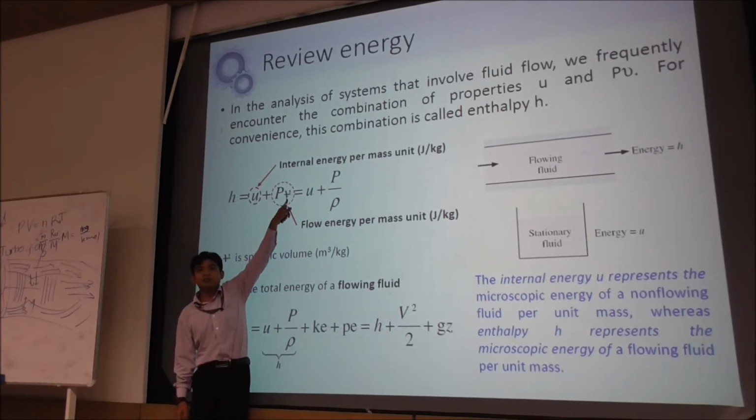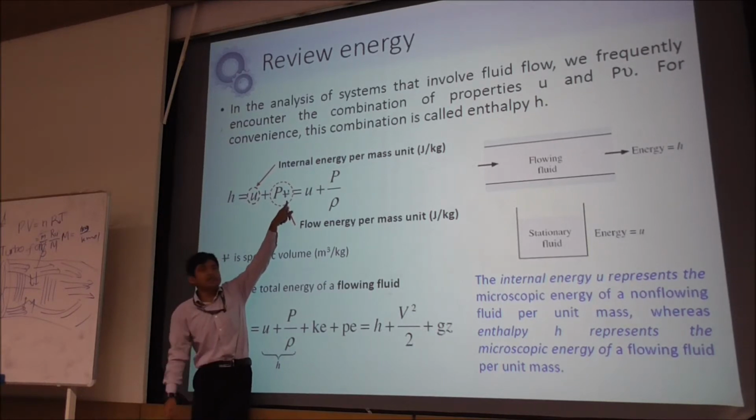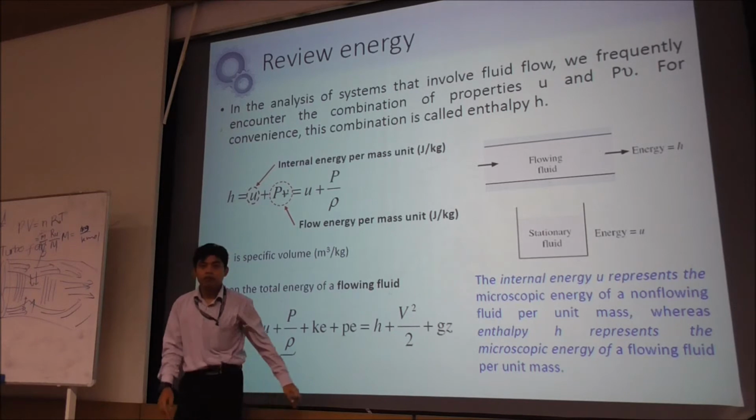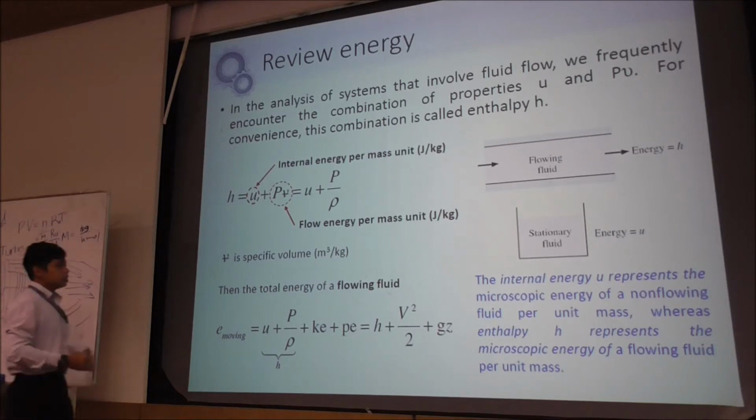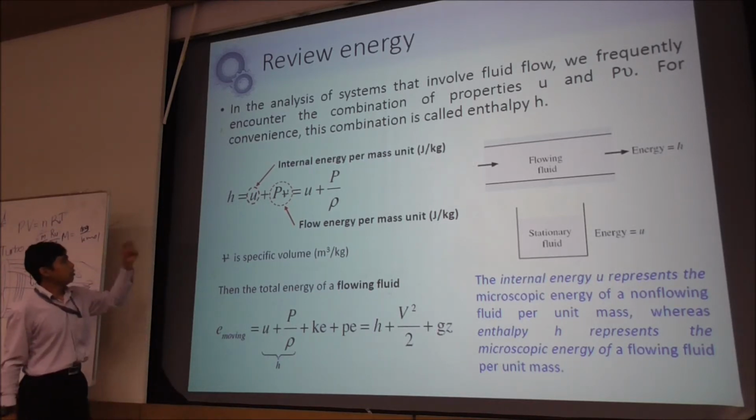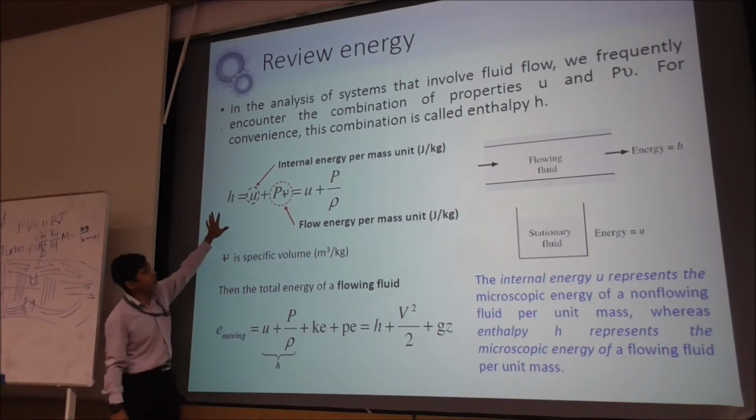You remember what is this v? This v scratch is not velocity. It is a specific volume. Volume per mass. We got this as a volume. So this small thing is specific volume. So it's meter cube per kilogram. Okay, specific volume.